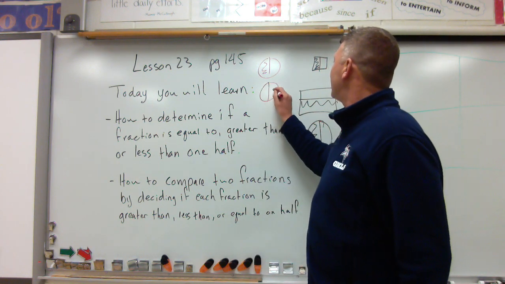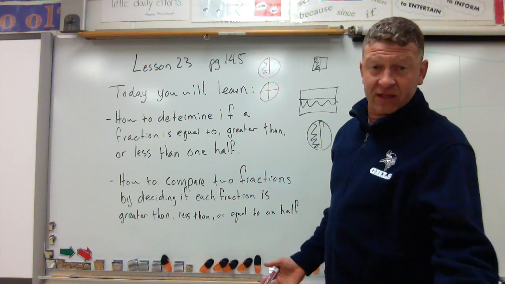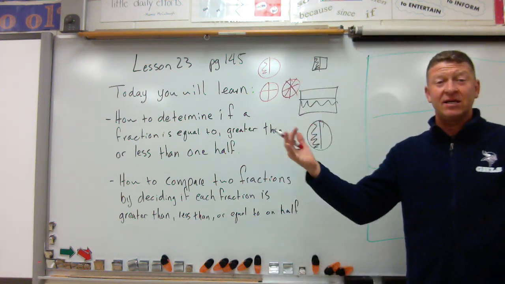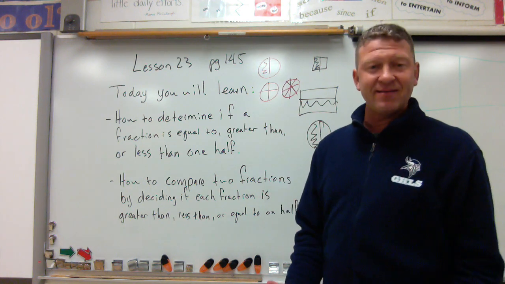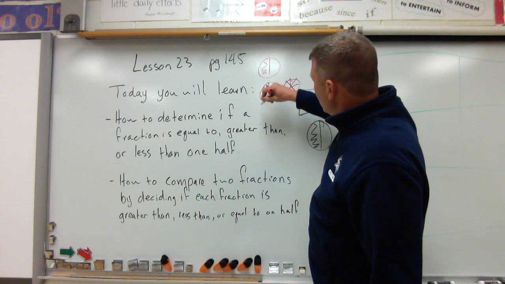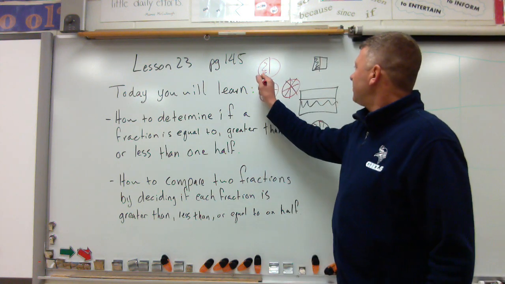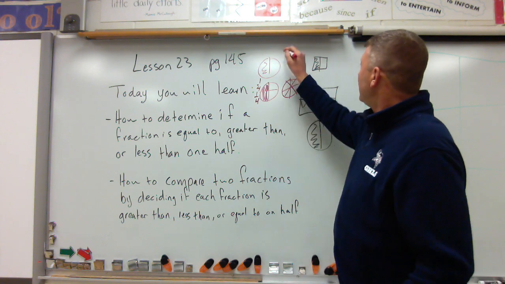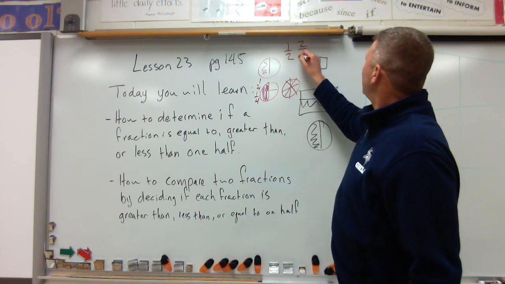Here's my large pizza. I cut it into fourths. It's still a large pizza. Here's my large pizza. I cut it into eighths. It's still a large pizza. It doesn't matter how many pieces you cut out of it. So what is a half? Well, 1, 2 fourths. That's a fourth. And this is a fourth. So I have 2 fourths equal a half. So 1 half and 2 fourths.